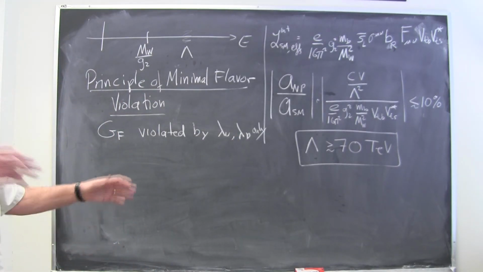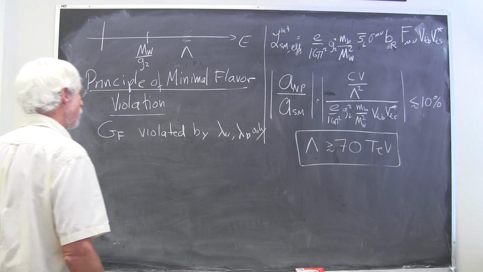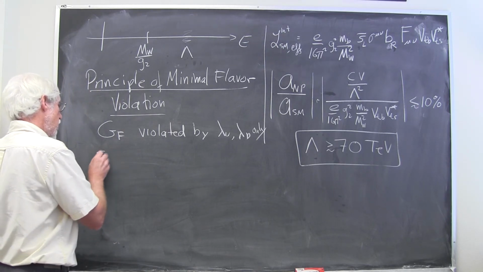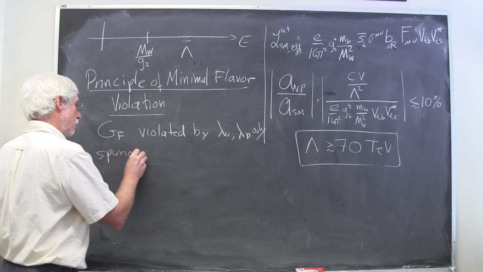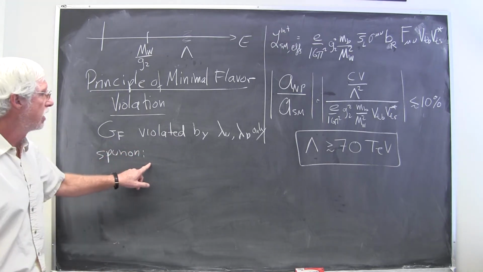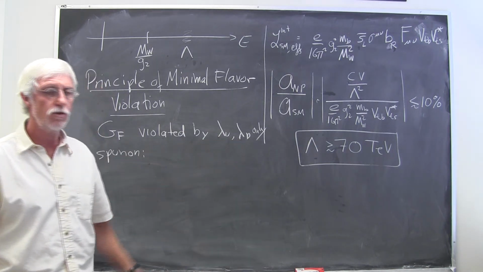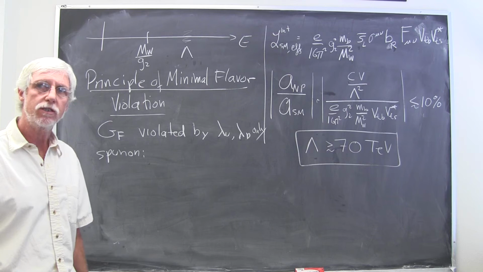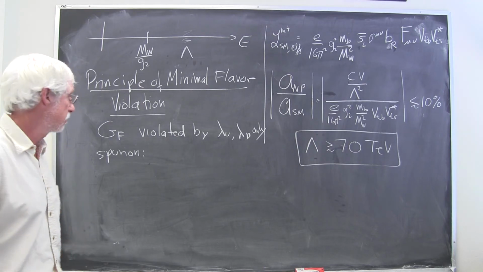But that parameter can appear generally in many places. So to characterize that statement, we're going to introduce the idea of a spurion. And this spurion is a statement that we can think of lambda u and lambda d as fields, albeit these fields are non-dynamical and they have no space-time dependence.